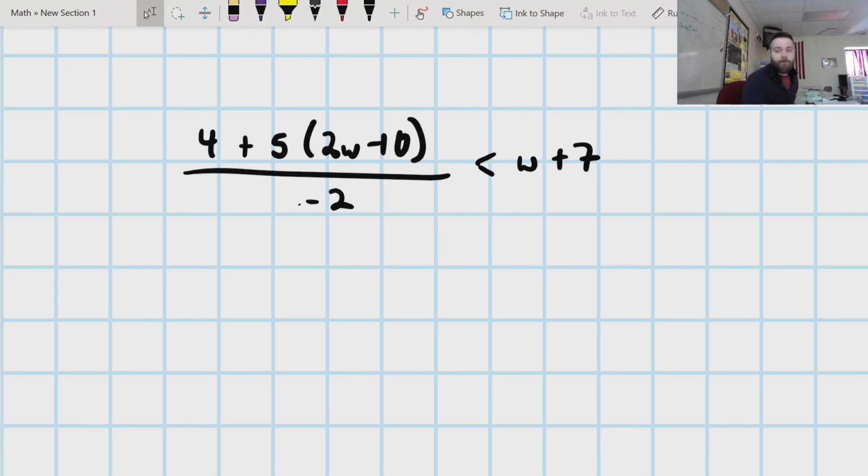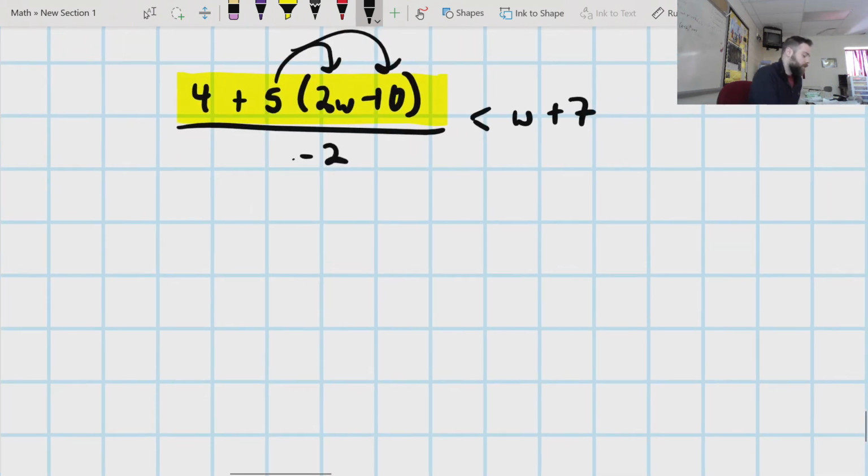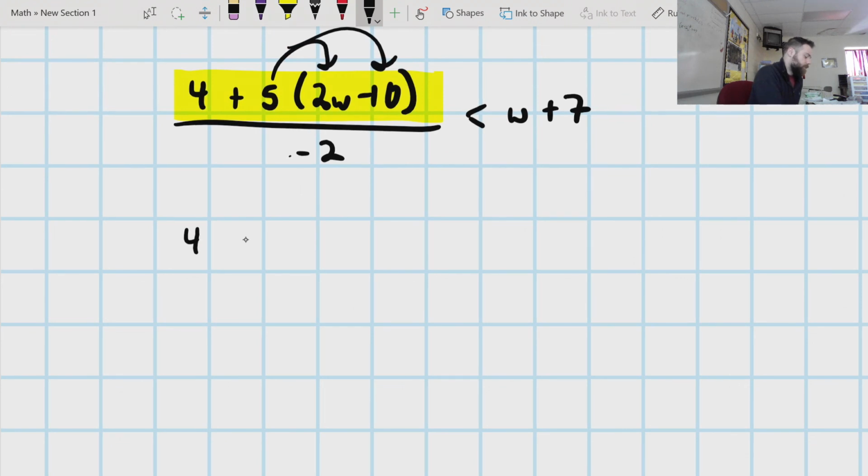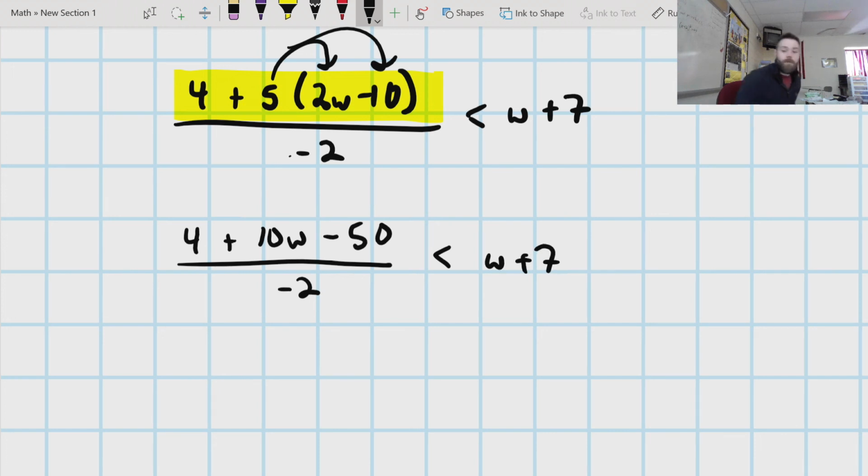So what we're going to do is start with the numerator of this fraction. There's other ways you can tackle this, I just want to get this out of the way. So what I've got here is 5 distributes, so I've got 4 plus 10w minus 50, and that's a minus sign in front of that 10, all over negative 2 is less than w plus 7.